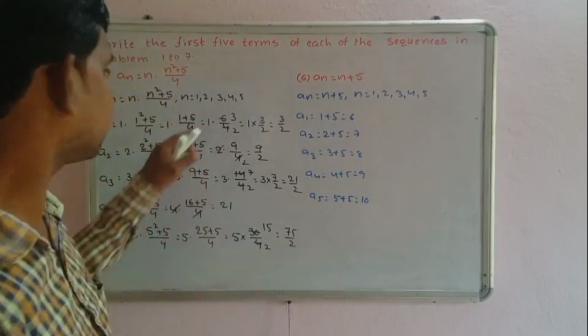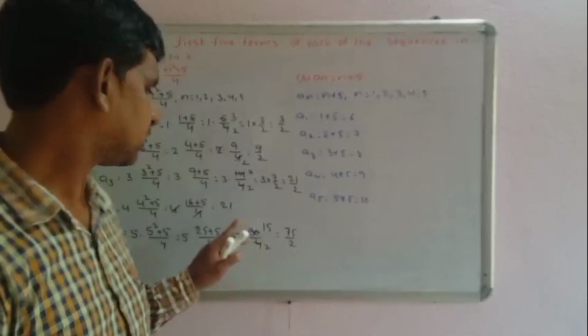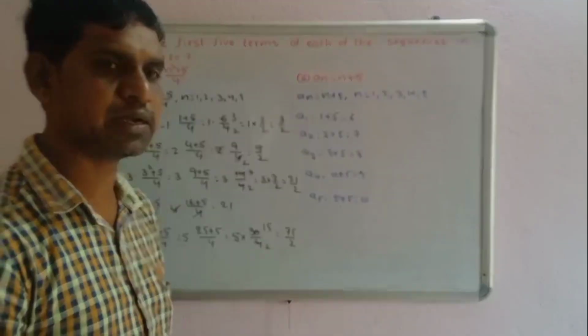In the fifth problem, first 5 terms are 3 by 2, 9 by 2, 21 by 2, 21, 75 by 2.